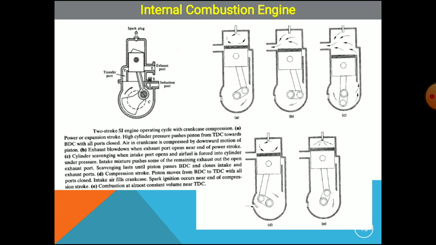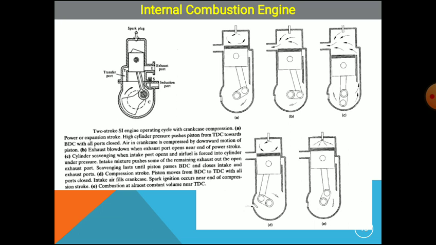So here we can observe in the figures how the two-stroke SI engine operating cycle is carried out. The crankcase compression is there in the first figure. We can see the power or expansion stroke is carried out. Then in the second figure, that is figure B, we can see how the exhaust blowdown is carried out. And in the third, figure C, the cylinder scavenging: the rest of the gases are given out when the intake port opens and the air-fuel mixture is forced into the cylinder under pressure.